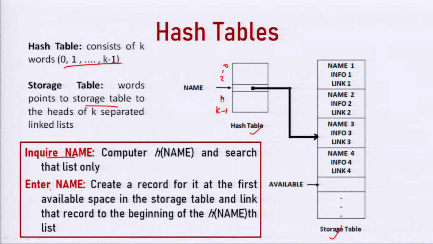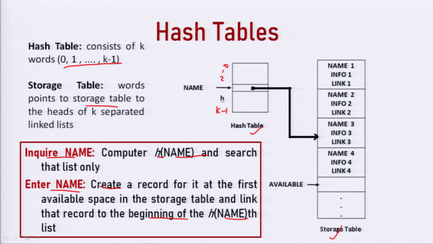Now, here we can perform two operations, inquire name or enter name. For inquiring a name, we calculate the hash value for that particular name, and this points to a particular list, and then the item is searched only in that particular list. Now, suppose we want to enter a name, then we create the record in the first available space. First the record is created, and then a link to that record is pointed to by the beginning of this index.